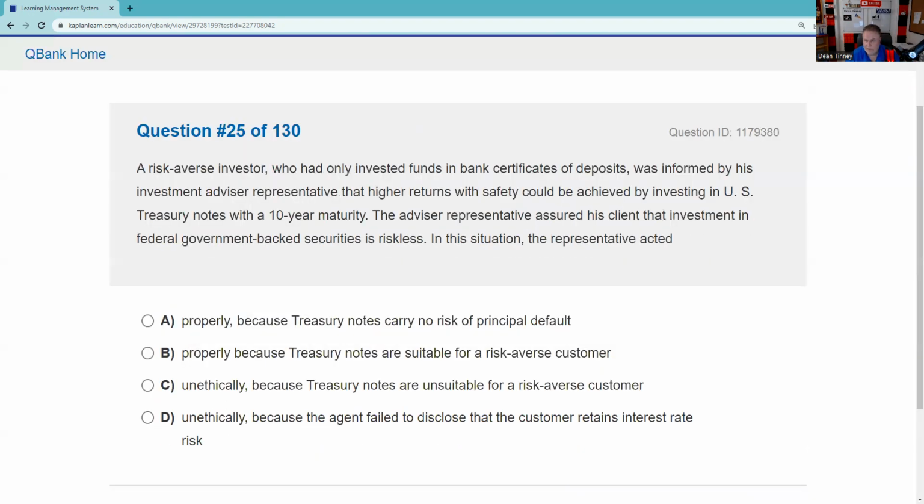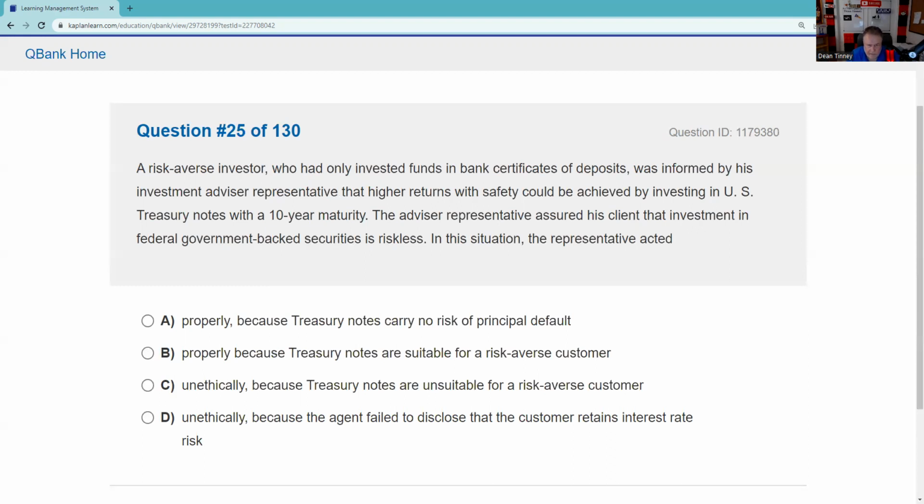A risk-averse investor has only invested in CDs. Wow. So they haven't even made the first climb up the risk ladder, which is to be able to accept investment risk. So haven't even done that yet. Let's see. Was informed by his investment advisor representative that higher returns with safety could be achieved by investing in U.S. Treasury notes with a 10-year maturity. The advisor representative assured his client that the investment in federal government-backed securities is riskless.